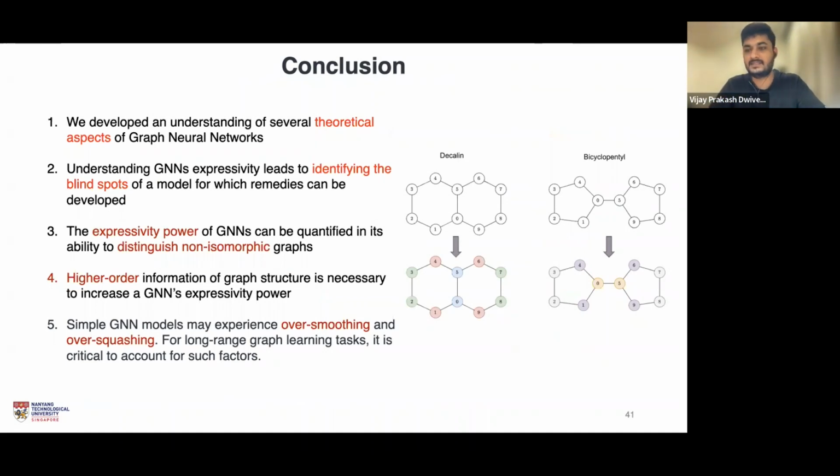And the expressivity power, in the case of GNNs that are based on message passing, can be quantified in terms of their ability to distinguish non-isomorphic graphs. If we want to get improvement on this, we need to consider higher order structure information. But there are challenges when we are trying to have higher order GNNs that use dense tensors. And finally, we discussed phenomena such as smoothing and over-squashing, which may lead to critical and serious limitations. Especially for long range graph learning tasks, it is critical to account for such factors.